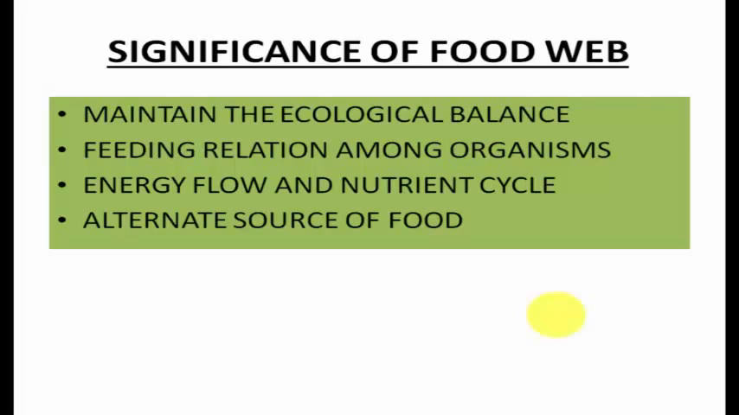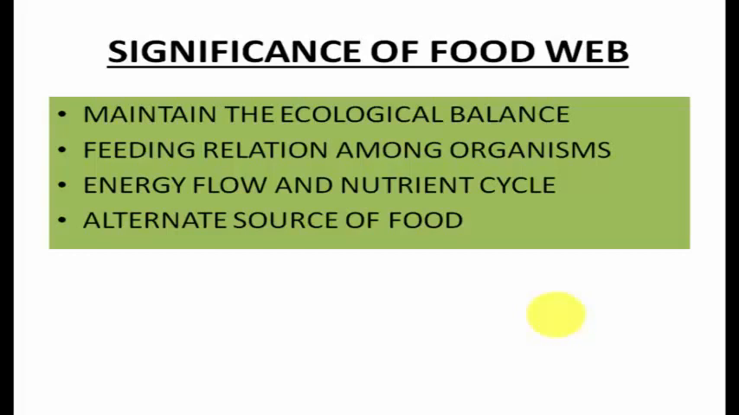Let's imagine a case that, let's say, there are no mongoose available, and the snakes are not eaten by the mongoose or the eagles or any vultures. Let's say there are a lot of snakes available in the ecosystem. What will happen? Obviously they will become a threat. Availability of so many snakes will be a threat to even human lives. So it creates a lot of imbalance in the ecosystem. So to maintain this ecological balance, the food web is to be maintained. The food chain is to be maintained.